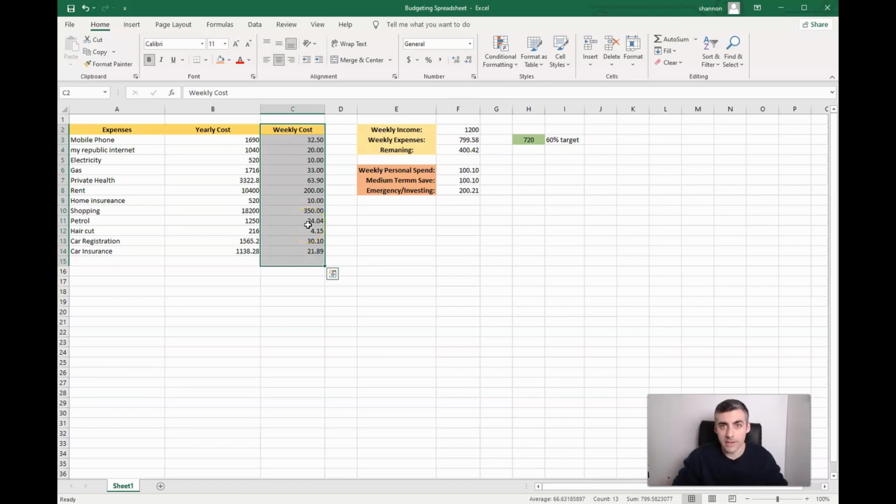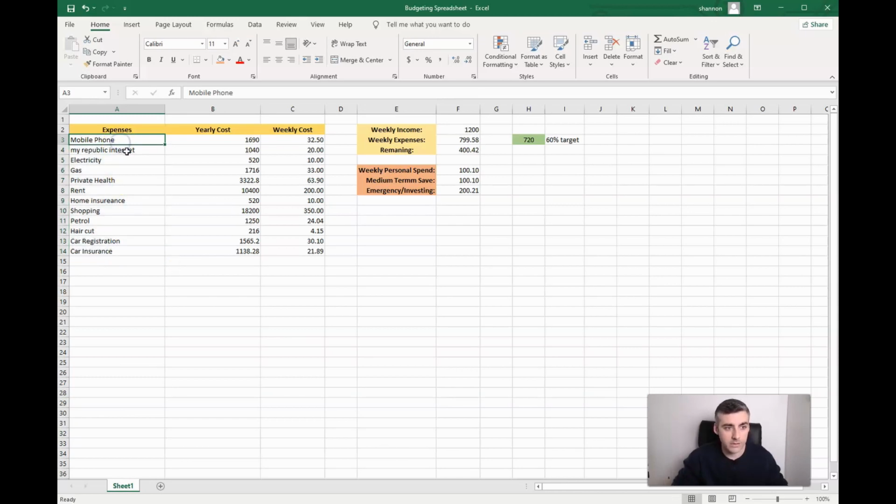Now, depending on whether you get paid weekly or fortnightly or monthly, you can change this, and I'm going to show you how to do that as well. But for now, we're going to break this down to weekly. And I've just got some examples in here for things that most people would probably pay for.